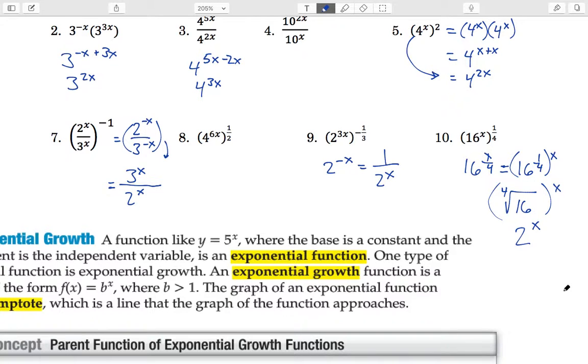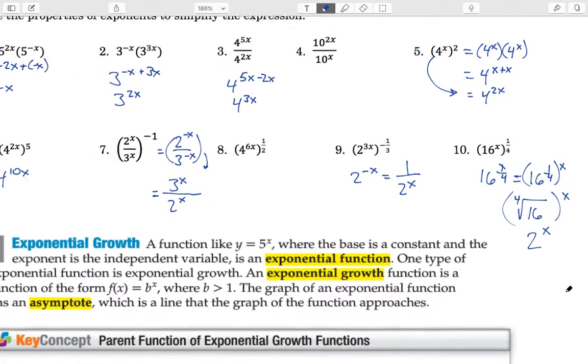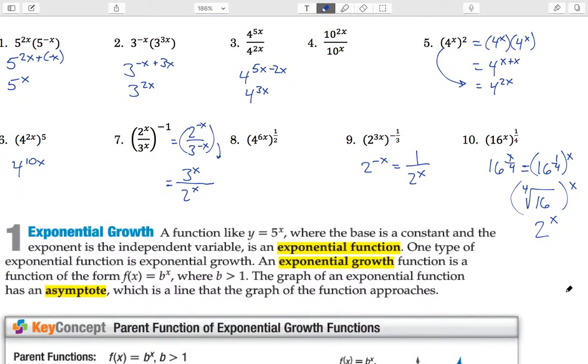We're not going to go too deeply into roots in this chapter, even though we certainly could. We're just going to kind of stick with the exponent. So don't stress about that one right there. It's maybe a little too complicated. All right. Anyway, so what is then an exponential function?